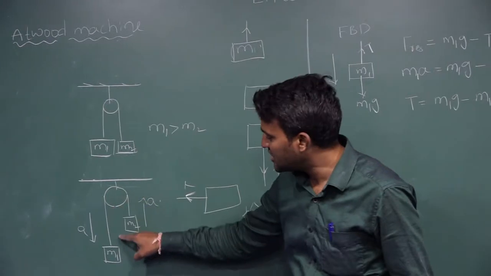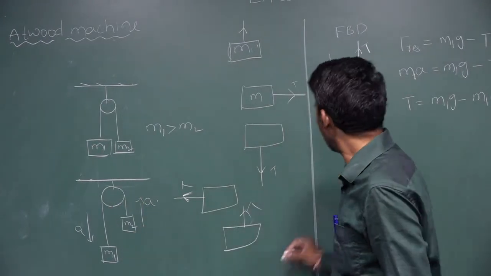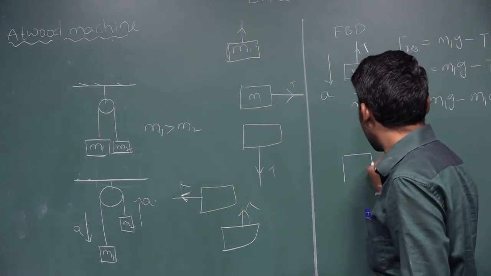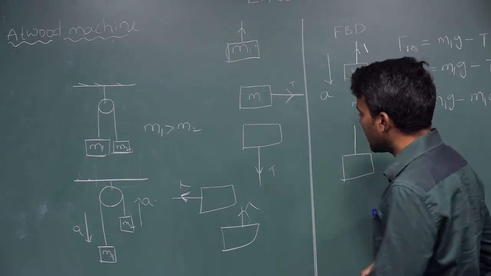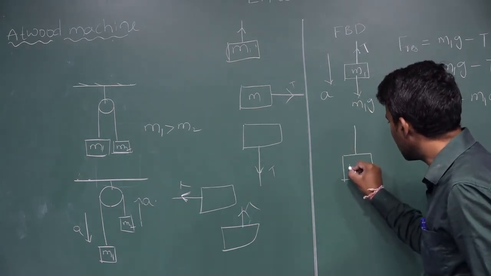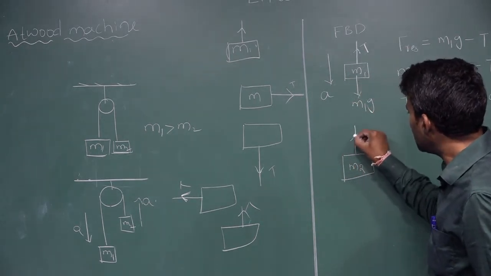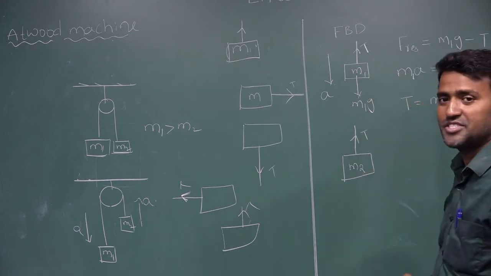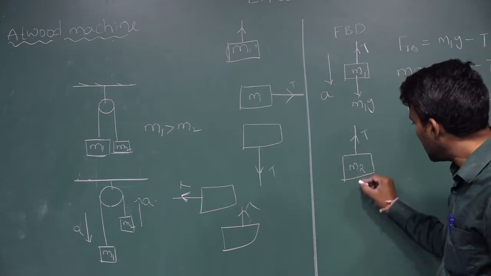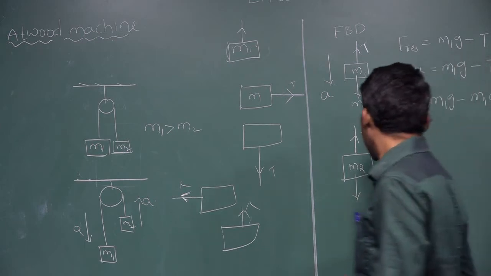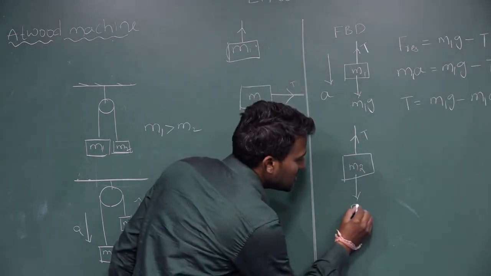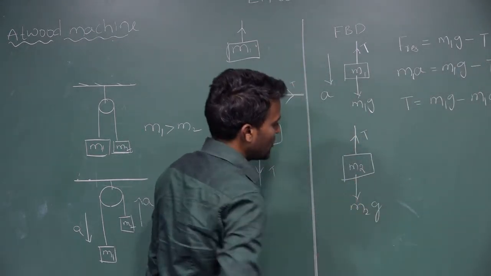Next, I am taking the second one, m2. Free body diagram of the second one: the string is connected upward like this. This is mass m2. Tensional force is acting upward. Weight of the object is m2g, acting in the downward direction.